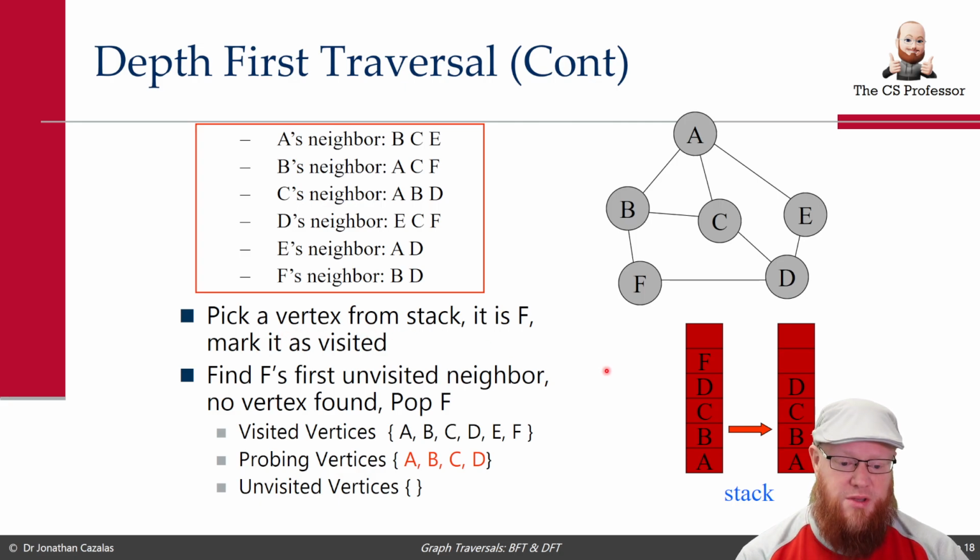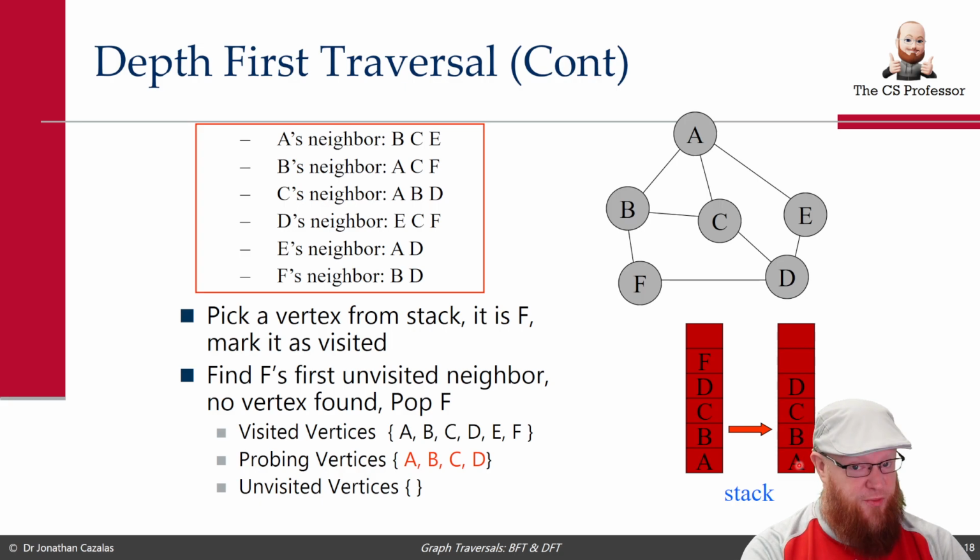So here, once again, we're going to pick the vertex at the top of the stack. It's F, mark it as visited. It's already visited, no harm, no foul. And then we're going to check, does F have any unvisited neighbors? No. What do we do? We pop F. Well, when we pop F, now the stack will only be A, B, C, D.